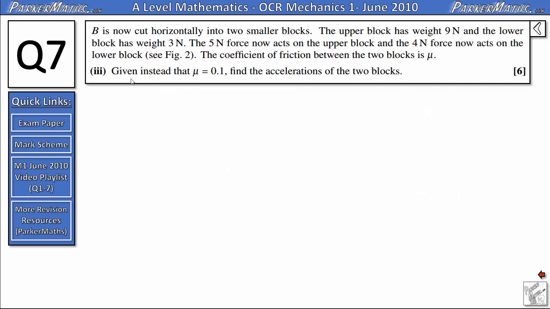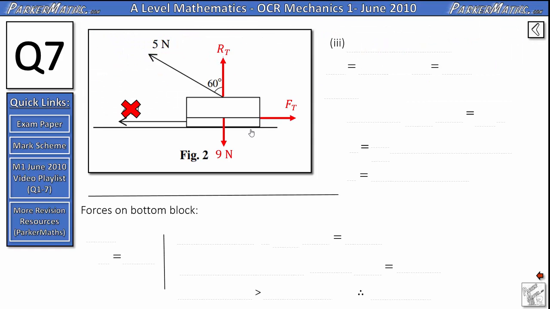In part 3 it says, given instead that mu equals 0.1, find the acceleration of the two blocks. So as we do this part of the question, I'm going to use some subscripts to distinguish between forces on the top block and forces on the bottom block. So here, where I've put RT, that's just the normal contact force that's being applied to this top block. So the forces I've added to the diagram here are the same as in part 2, although this value for the friction here will be different because our coefficient of friction is different.